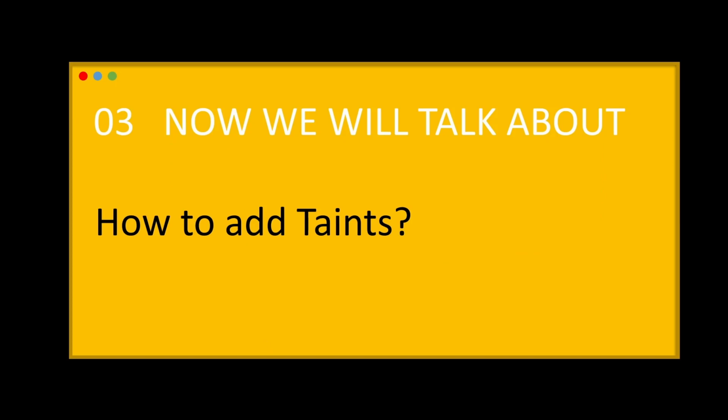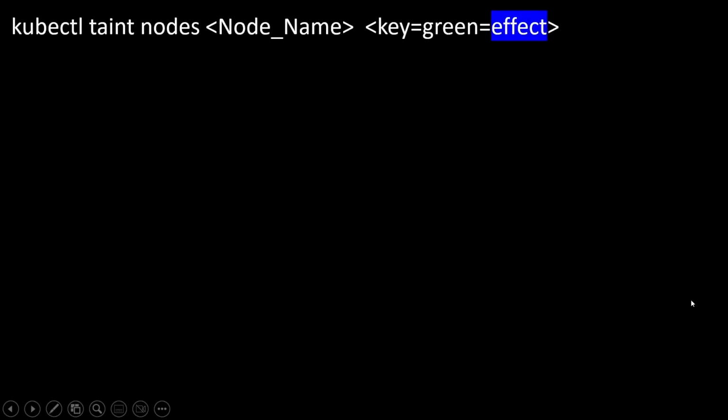Now the question that comes into our mind is how to add taints. In order to add the taints, you can use the taint command, then the node subcommand, followed by the node name. In the end, we mention the key and its value. Also, we mention the effect. I will explain the effects option in a minute.